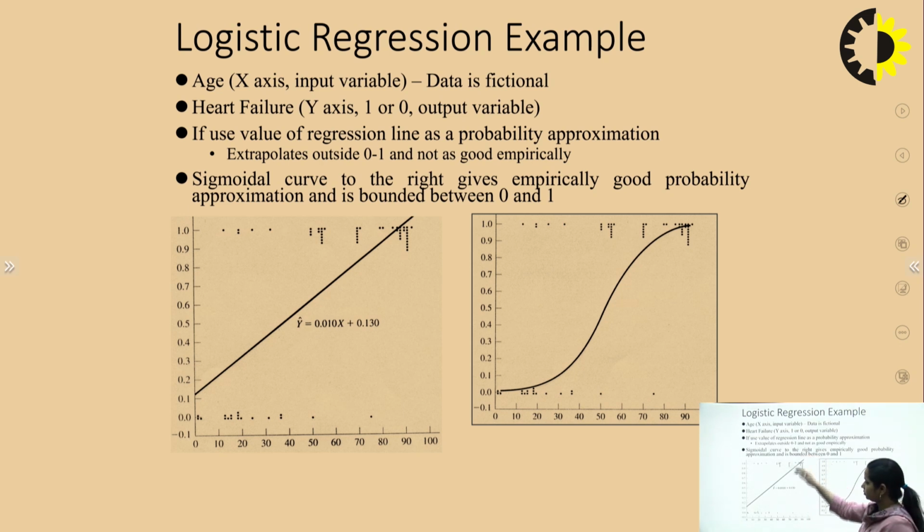Suppose age is shown on the x-axis as the input variable, and the data is fictional. So we are checking for heart failure. Heart failure will be either yes or no, so the output will be in the form of 1 or 0, right? So if we use the values of the regression line as a probability approximation, it extrapolates outside 0 and 1 and is not as good empirically. The sigmoidal curve to the right gives an empirically good probability approximation and is bounded between 0 and 1.